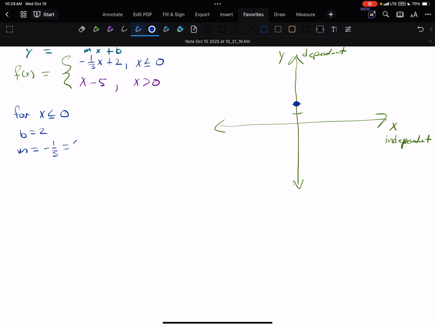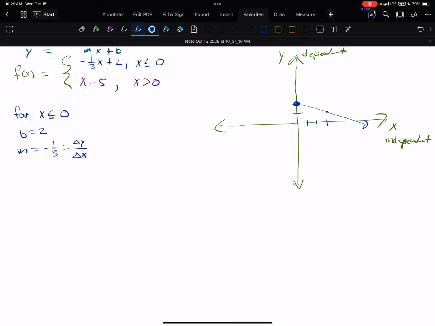Well, that's my change in y over change in x, right? We probably always heard rise over run, right? Change in vertical change divided by horizontal change. And so that means from left to right, it's going down 1 as it goes over 3. Well, typically, we would do 1, 2, 3, down 1 over 3, and then we'd sketch this in. But we can't do that here.